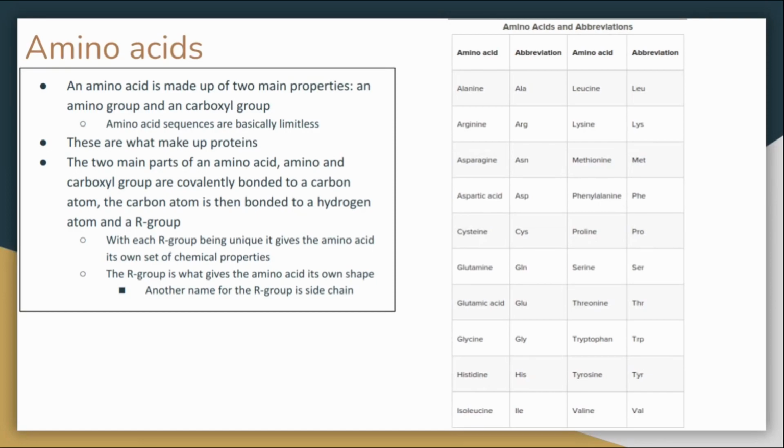Amino acids will usually be what makes up a protein. The two main parts of an amino acid, the amino group and the carboxyl group, are covalently bonded to a carbon atom, with that carbon atom being bonded to a hydrogen atom and an R group. Now, an R group is what sets the amino acid apart. It gives it its own set of chemical properties. It gives it its own shape. You'll probably see it referred to sometimes as a side chain. It's just another name for it.